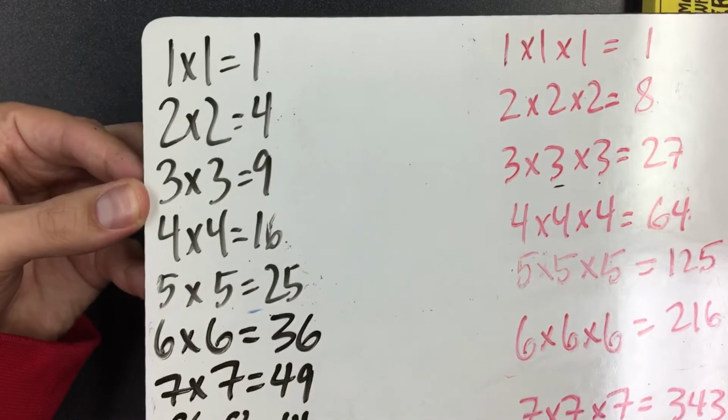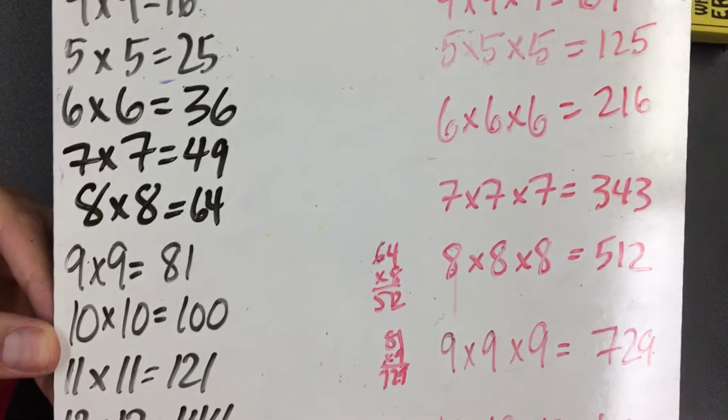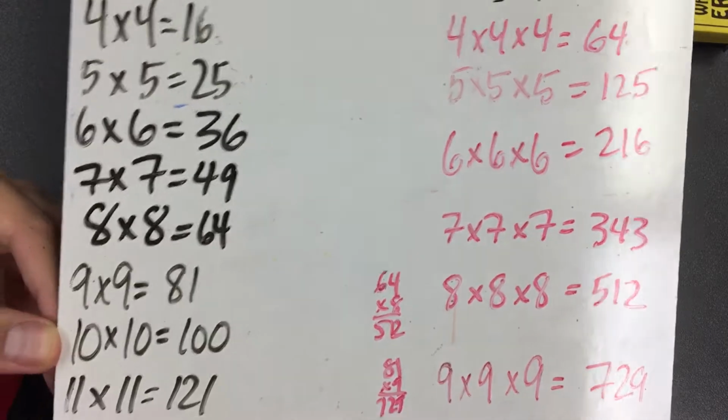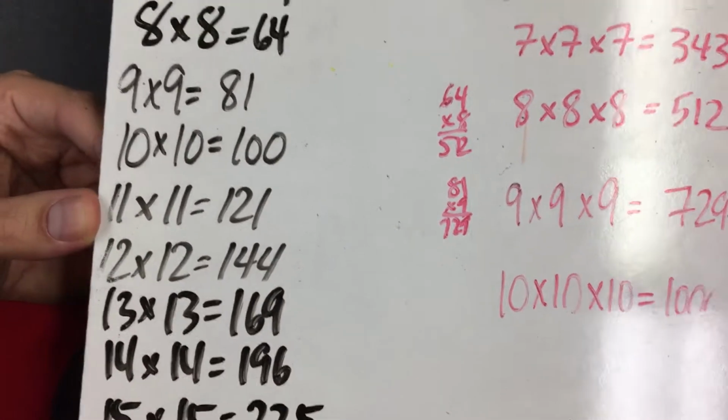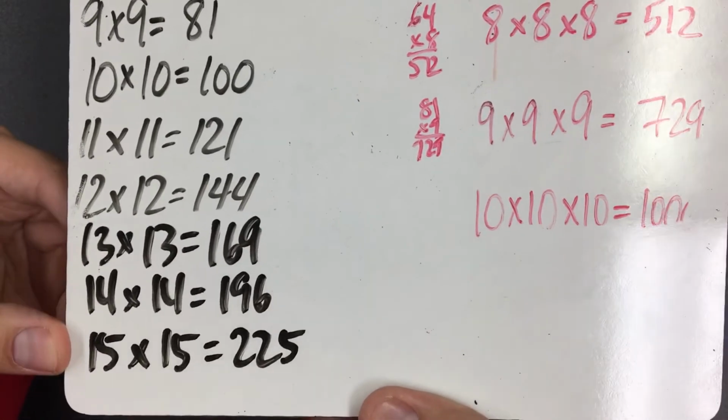1 times 1, 2 times 2, 3 times 3, 4 times 4, right? We should all have these memorized. 7 times 7, 8 times 8. If you're in 8th grade and you don't have these memorized, oh man, I don't know what to tell you. Once it starts getting up here, okay, now maybe you don't have these memorized. 11 times 11, 12 times 12.